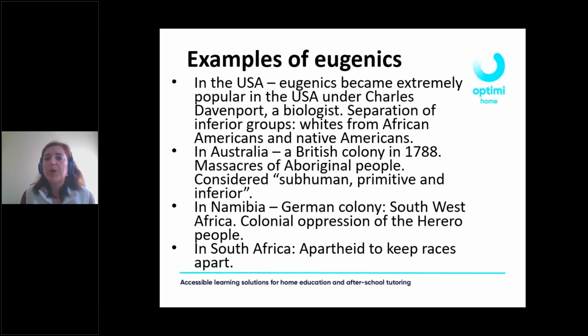Also fights that broke out between the Germans in Southwest Africa and the Herero people, killings of the Herero people and suppressing the Herero people, and at the end also making these people move to other areas.